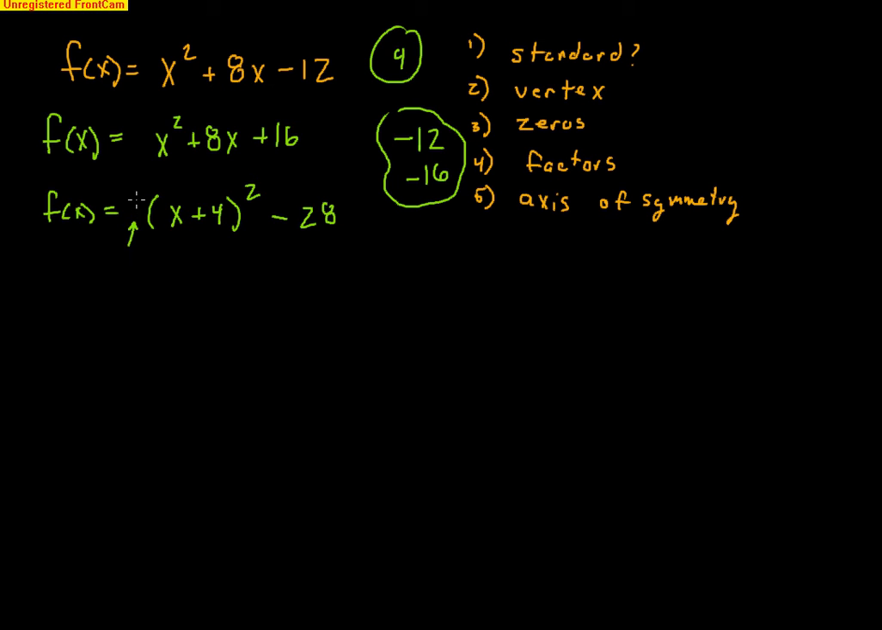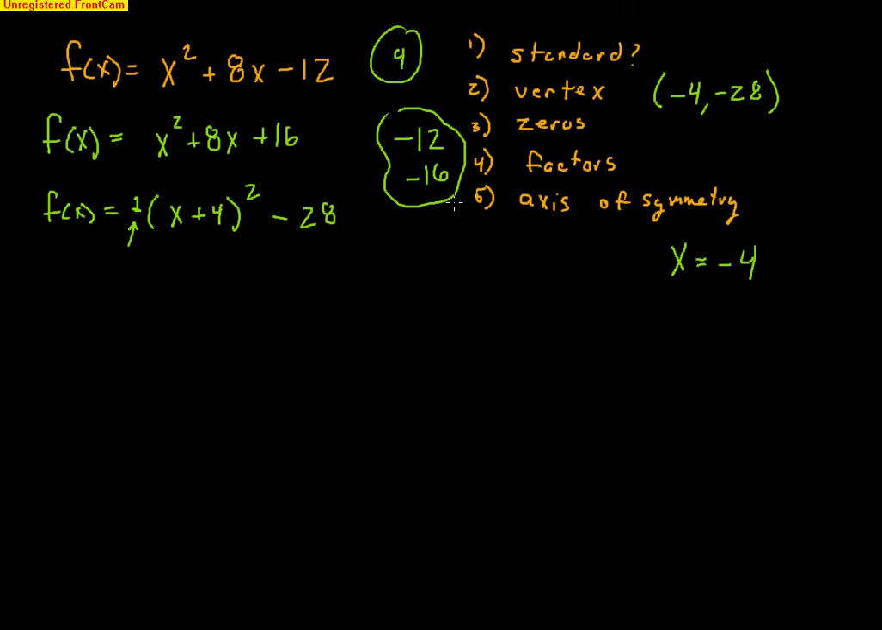My a value right out front here is a 1. You don't have to write it, but it's there. My vertex is going to be left 4. So my vertex would be negative 4, comma negative 28. Now I know my axis of symmetry. The axis of symmetry goes right through that vertex. My axis of symmetry would be x equals negative 4. Very, very simple. Okay, now, what are the zeros?